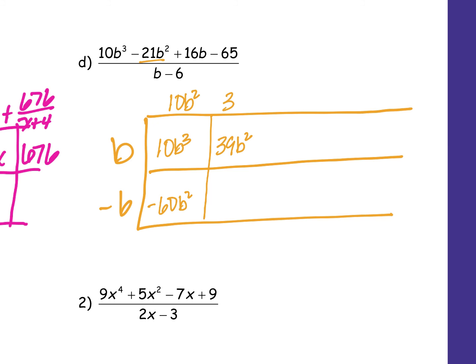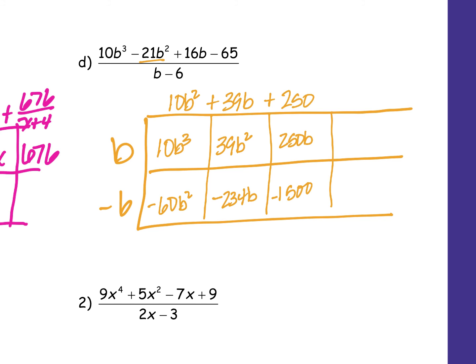So 39b, and 39 times negative 6 is negative 234b. Whew. So that gives me 250b. Oh, so that would be a plus, and this would be a plus 250. And so this would be 1,500. Oh, is that negative 50? It is negative 1,500. Dang.